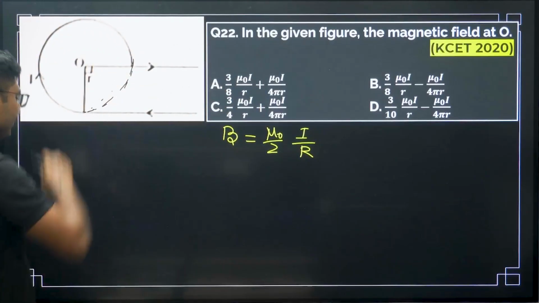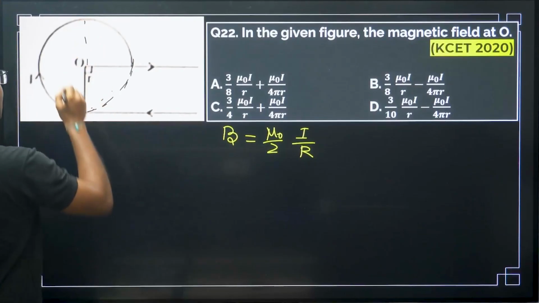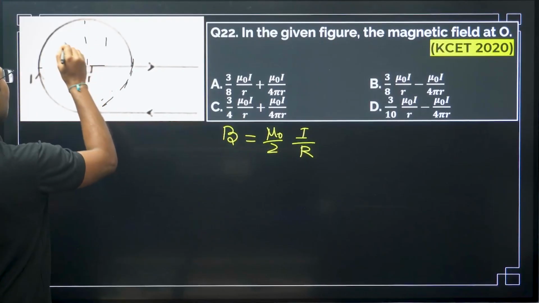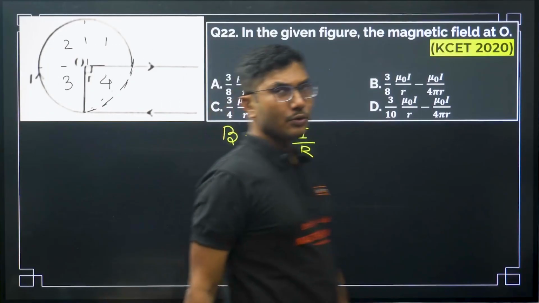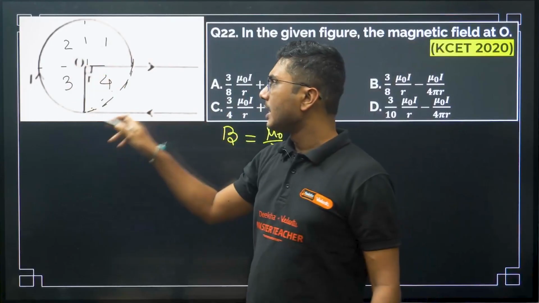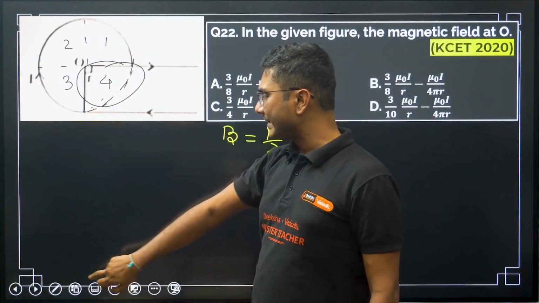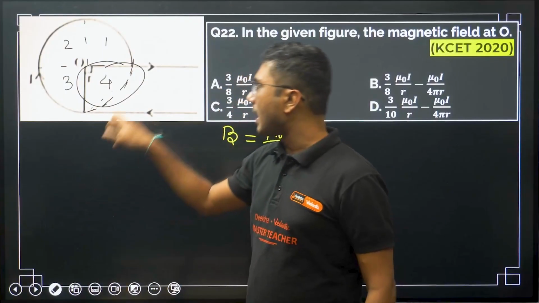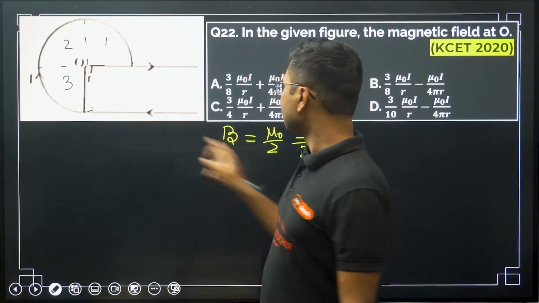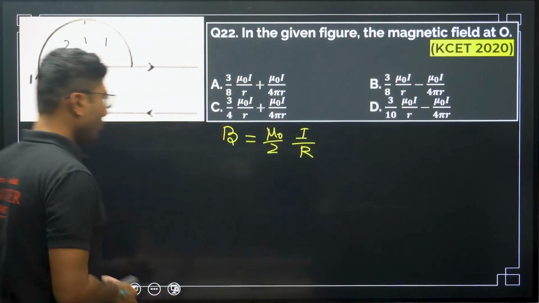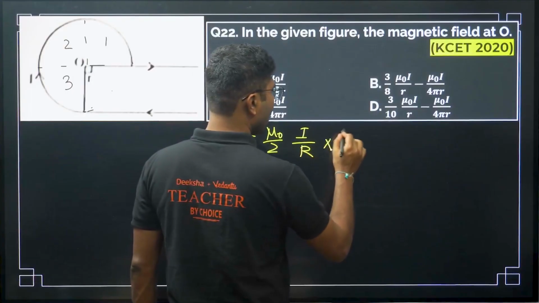Okay, now here if you see, you can divide the circle into how many parts? 1 part, 2 part, 3 part, 4 part. This is the magnetic field due to all 4 such parts, but one part in this particular problem is missing. So only 3 parts are there. So for total 4 parts, this is the magnetic field. So for 3 of them, the magnetic field will be 3 by 4 of it.